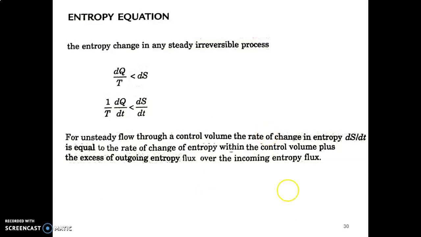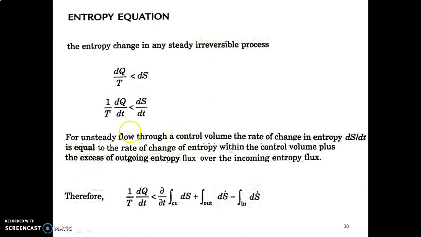So here the rate of change of entropy, which is ds by dt, the right hand side of this expression, will be equal to the rate of change of entropy within the control volume plus the excess of the outgoing entropy flux over the incoming entropy flux. This is nothing but what we have done in the momentum and energy equation derivations. We have made the same consideration in those cases also. So let us see what this is.